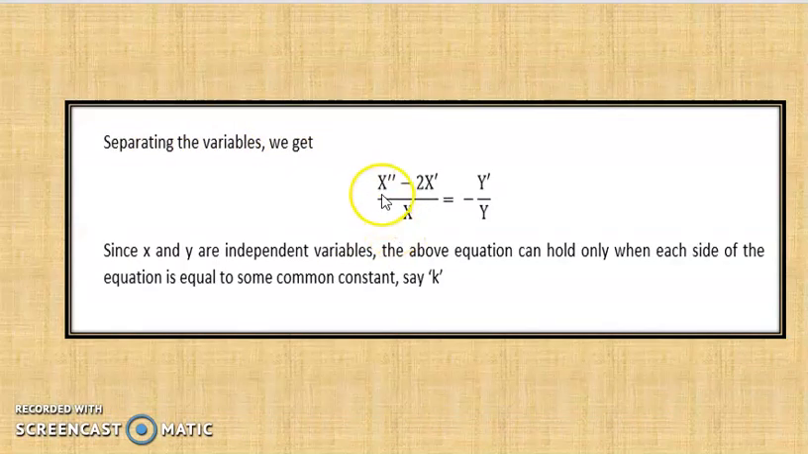Separating the variables, we get (X double dash minus 2 X dash) by X equal to minus Y dash by Y. Since x and y are independent variables, the above equation can hold only when each side of the equation is equal to some common constant, say k. That is, (X double dash minus 2 X dash) by X equal to minus Y dash by Y equal to k.